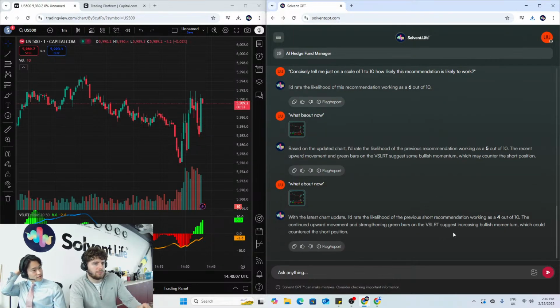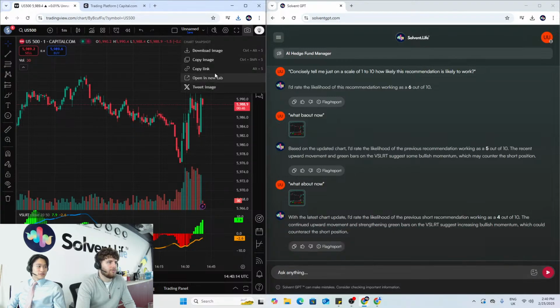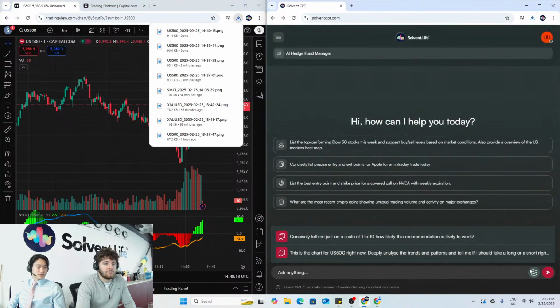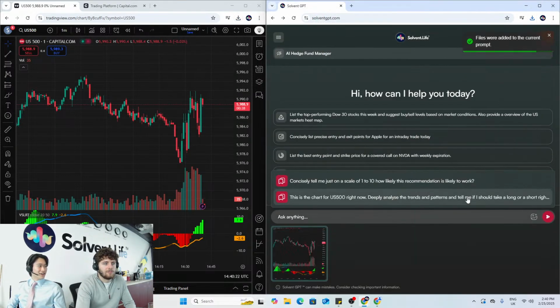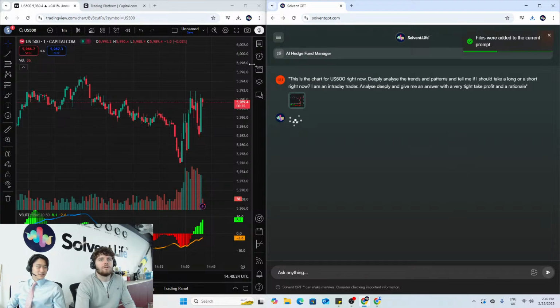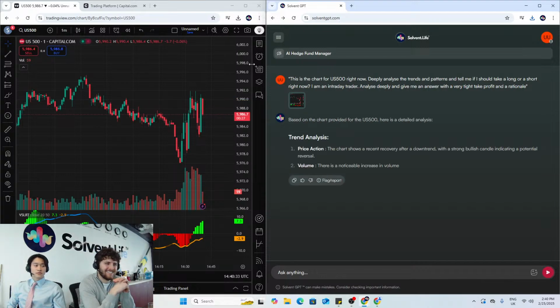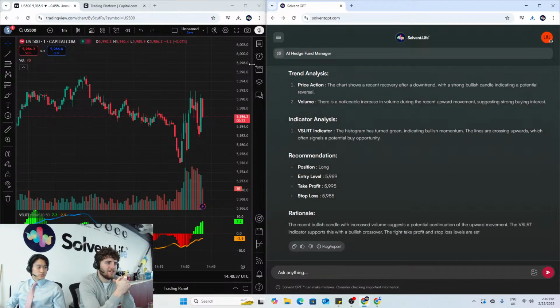4 out of 10. So definitely don't go short. Let's re-ask this strategy. I've never seen a 4 out of 10. 4 out of 10 means a 6 out of 10 the other way. Long. Recommended we go long.